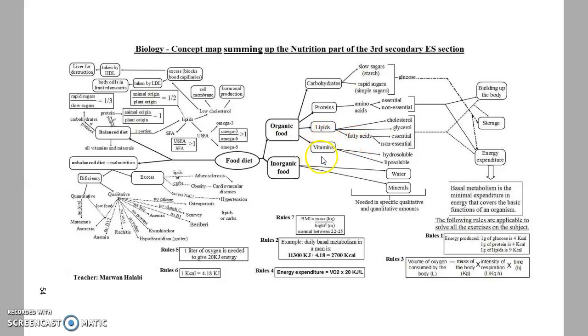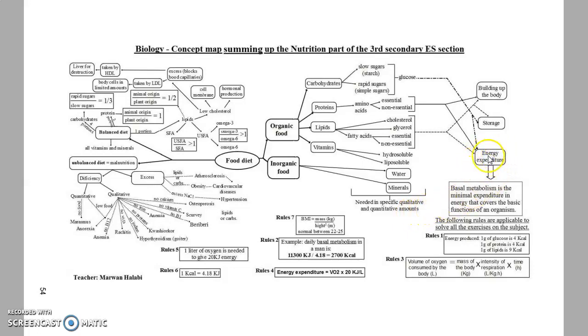Furthermore, the fourth group of organic food is vitamins, which can be hydrosoluble, that are B and vitamin C, and liposoluble, which are ADEK. All these macro organic food are needed in specific qualitative and quantitative amounts for a healthy life.